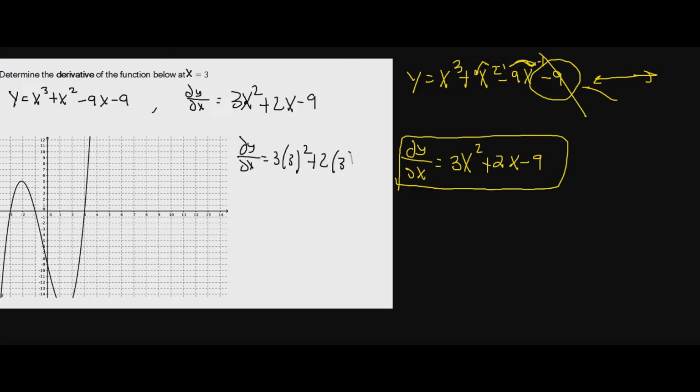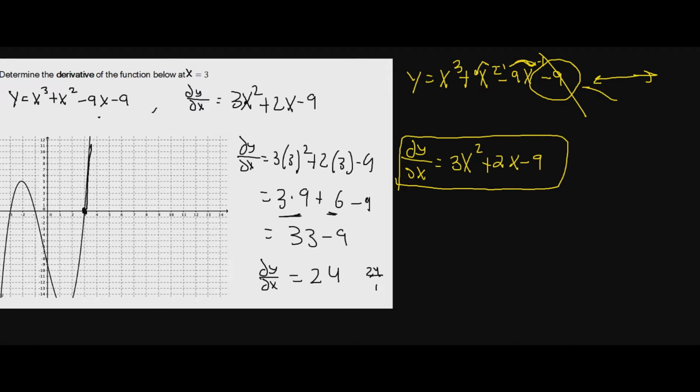my instant slope. I'm going to get 3 times 9 plus 6 minus 9. 27 plus 6 is 33, minus 9, I get 24. So dy dx is equal to 24, or 24 over 1. So that means that at x equals 3, I have to go up 24 and then over 1. And you can see that would be kind of hard to do on a graph, but nonetheless we could still use our equation to do that and not have to always rely on a graph.